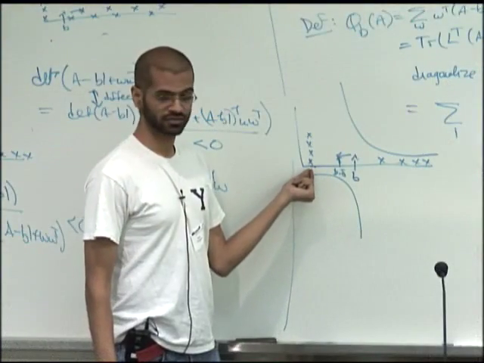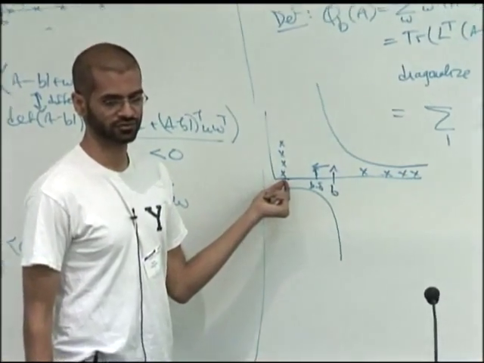One of the earlier vectors? No, not vector. You mean these? Yes. These are at 0. These eigenvalues are at 0. Oh, yeah, all 0. They're all 0.